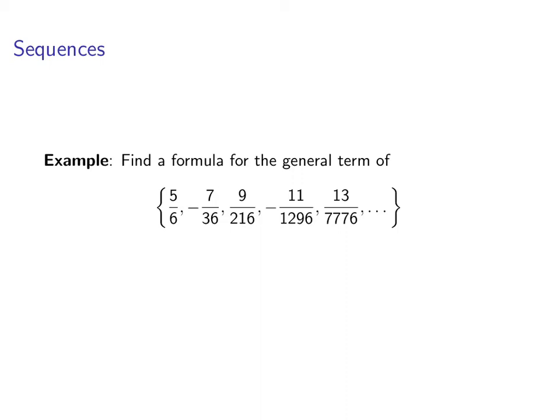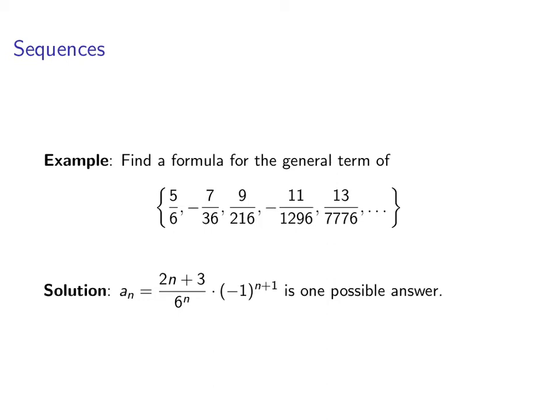All right, so let's take this as an example. Let's try to write a formula for the general term of this sequence. 5/6, -7/36, 9/216, and so on. So one thing to notice is that the terms alternate in sign. They go from positive to negative, back to positive. The denominators are powers of 6. So the first one is 6 to the first power, 36 is 6 squared, 216 is 6 cubed, and so on. And then the numerators, they go up by 2 each time.